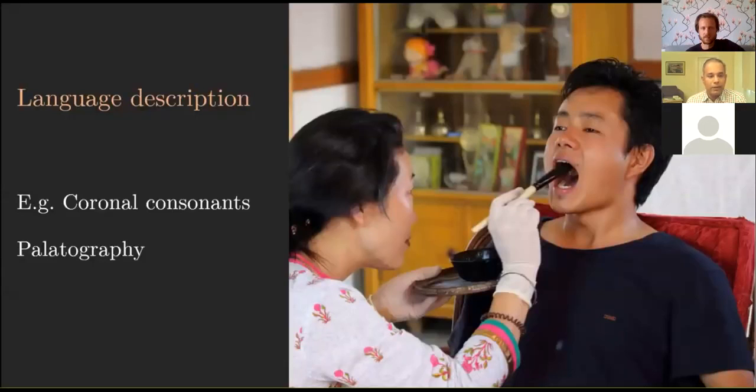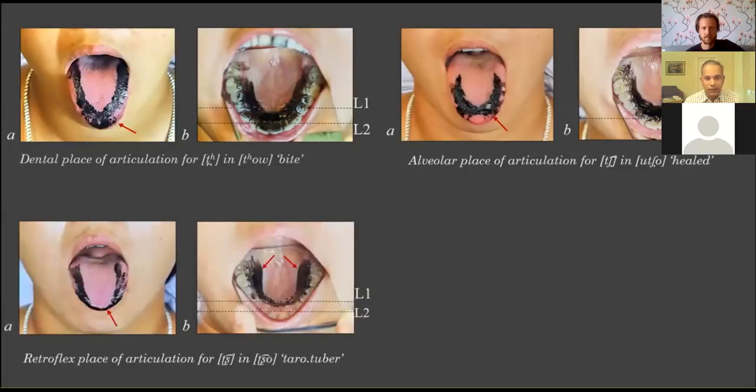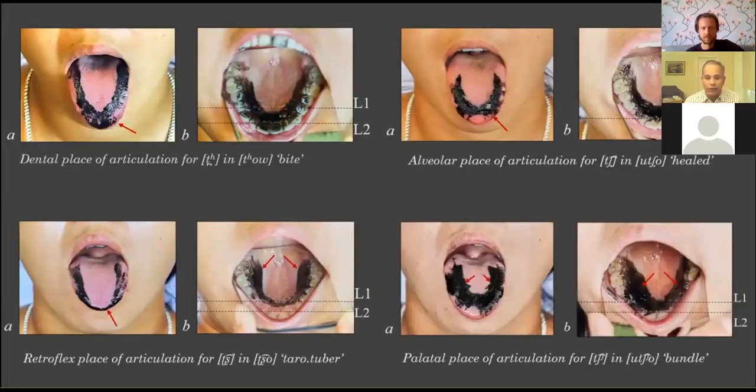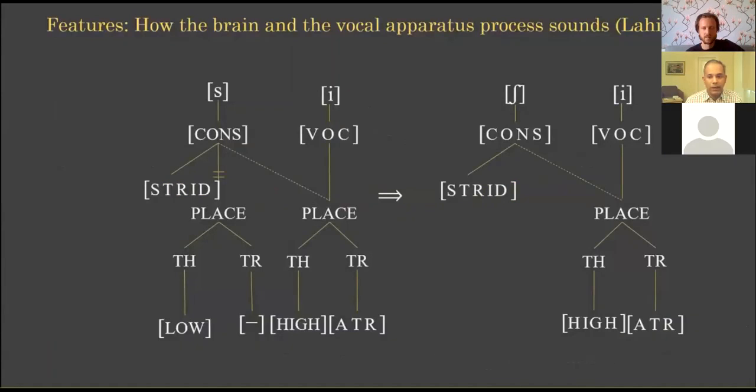Then comes language description. I would like to just give one example. Uso has very strange sounding coronal consonants, consonantal complexity. And we undertook a study of palatography using Ladefoged's method of using charcoal to paint people's mouths and identifying the places of articulation. And we found four places of articulation, and that really immensely helped us in classifying and categorizing these sounds.